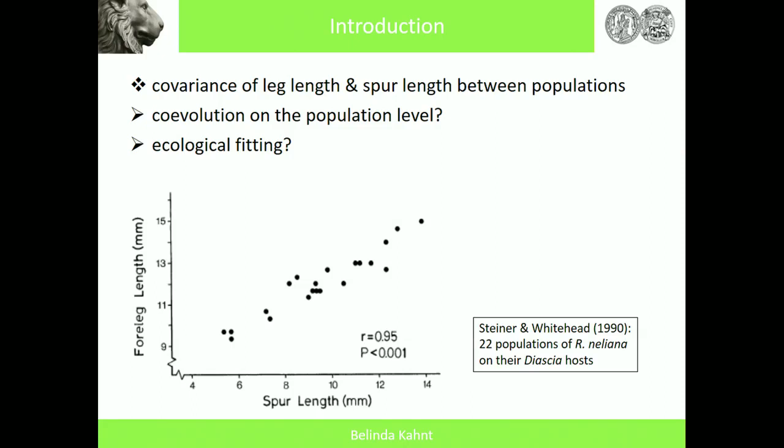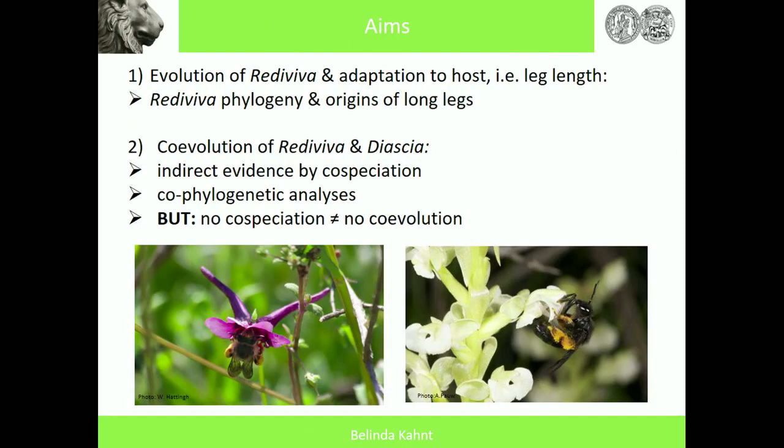So what we wanted to do was investigate the coevolution of Rediviva and Diascia. But of course, to first understand the coevolution of both, you have to understand the evolution of the individual taxa. So we first reconstructed the phylogeny for Rediviva and then also investigated the trait that is important for the interaction with the plant, which is the leg length variance.